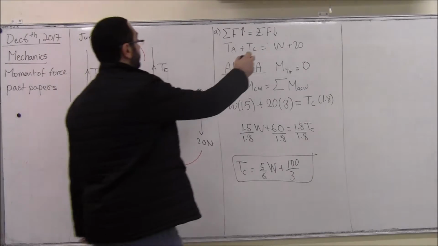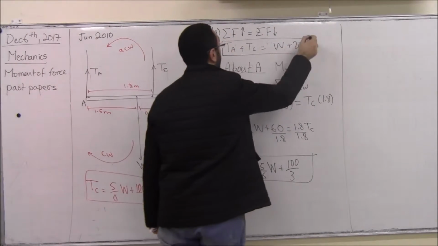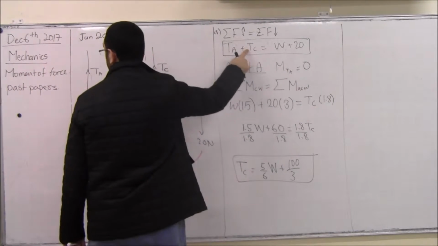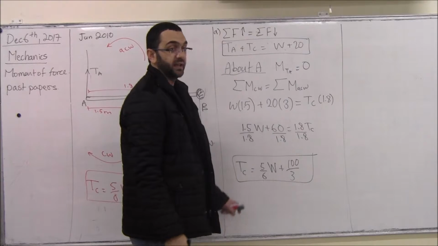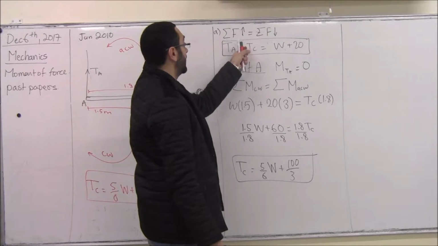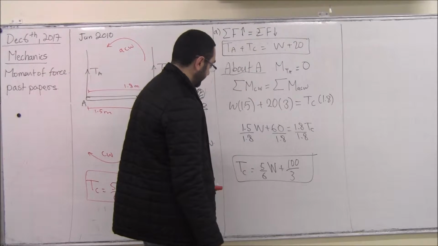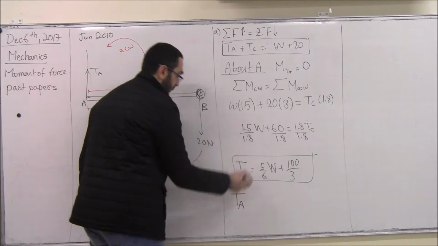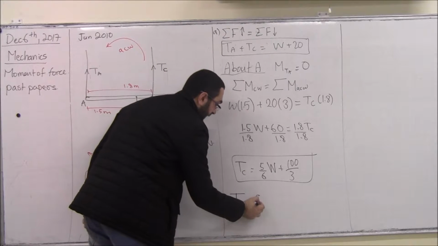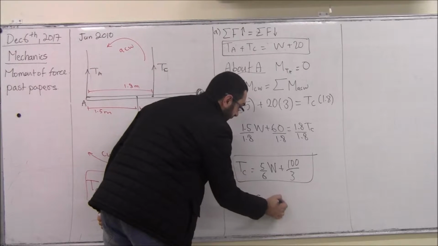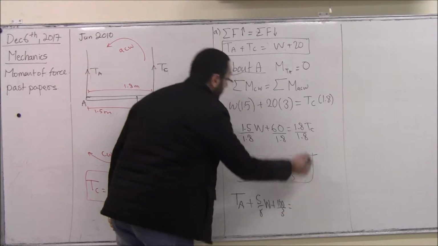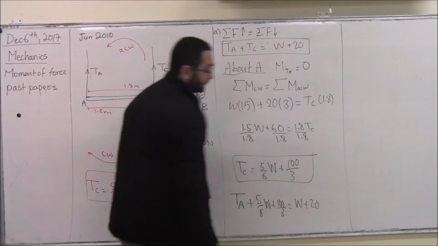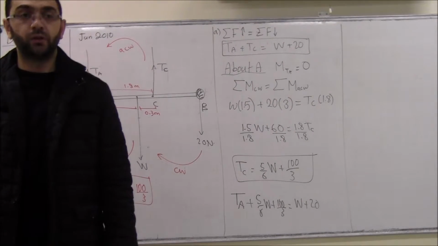In part B, find TA in terms of W. This is the second equation. Substitute TC here. You will get TA. Substitute TC in this equation: TA plus TC, 5 over 6 W plus 100 over 3, equals W plus 20. Okay, guys?